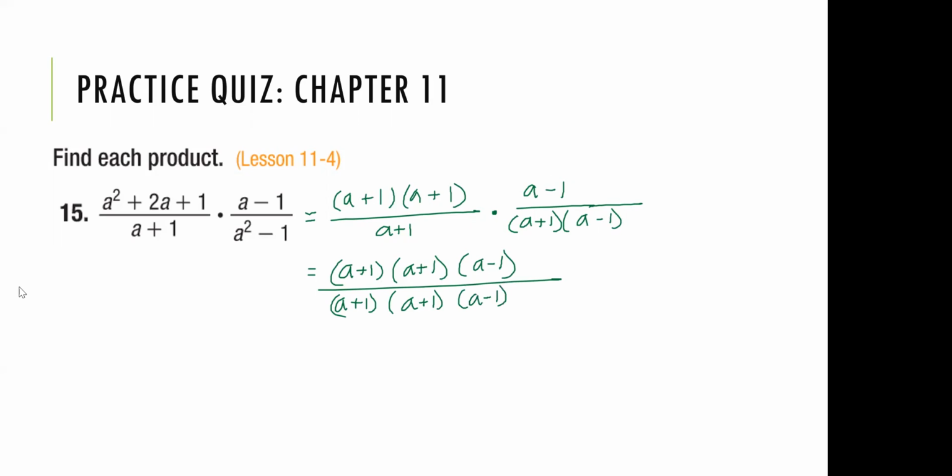So then what I'm going to do is simplify. A plus 1 over a plus 1 simplifies to 1. A plus 1 over a plus 1 simplifies to 1. And a minus 1 over a minus 1 also simplifies to 1. So 1 times 1 times 1 is 1, and same in our denominator. And 1 divided by 1 is 1. So when we're all said and done and we simplify everything, we end up with an answer of 1.